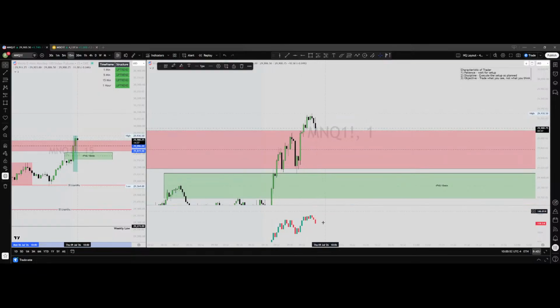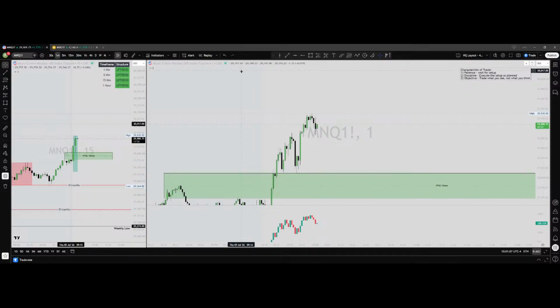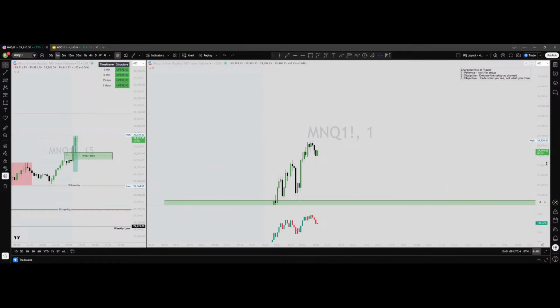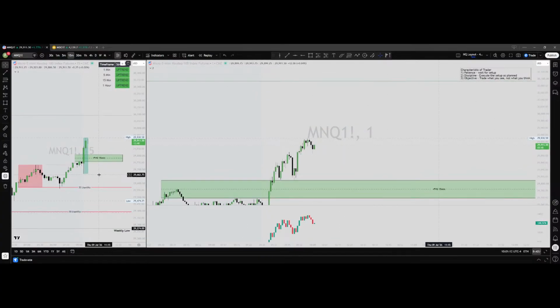We got the signal. We have CVD. Volume is coming in. Volume is stepping in. But we do not have a proper level of interest, so I'm going to delete this 4-hour fair value gap now. All in all, we have the 15-minute fair value gap as our level of interest. That's all.